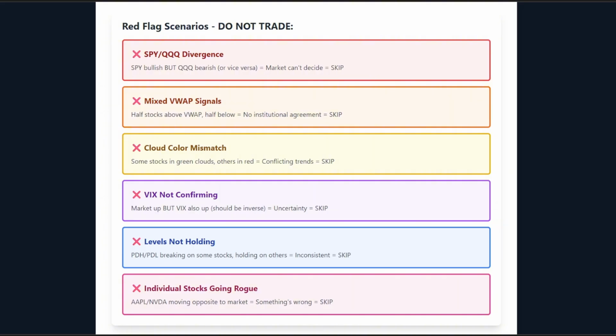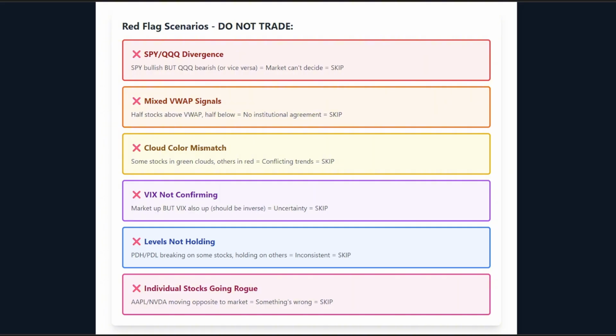But in my opinion, if the indexes are diverging and the stocks in the same sector are diverging, then it's a hard trade, and you don't want to take hard trades. You want to take easy trades that start working immediately, not higher risk ones that are kind of boring. Those are how you lose money.